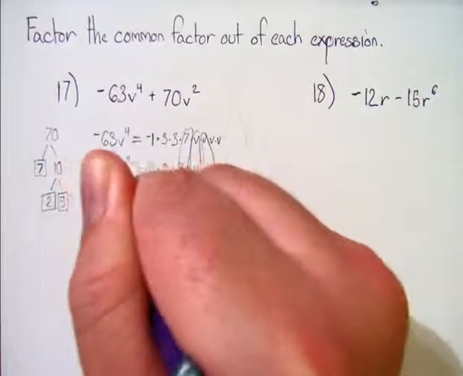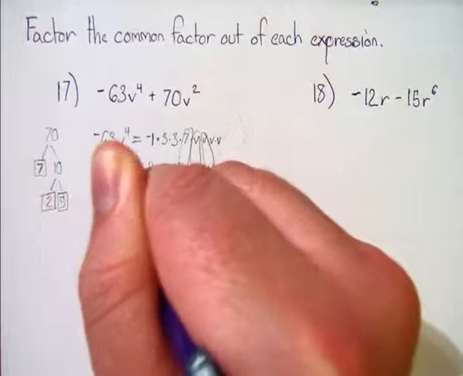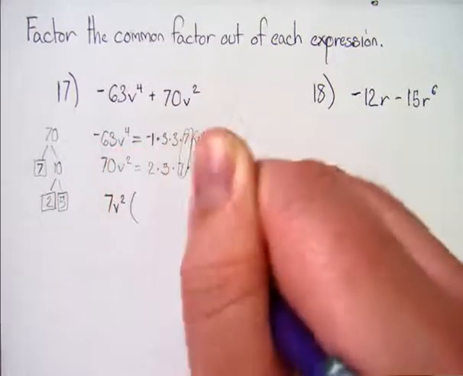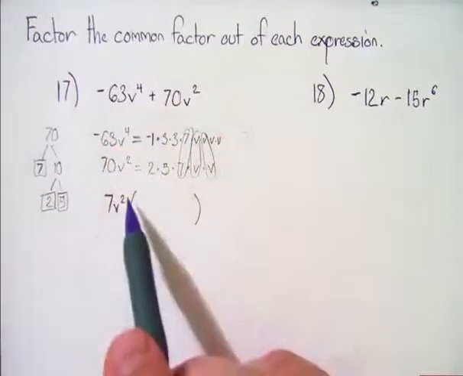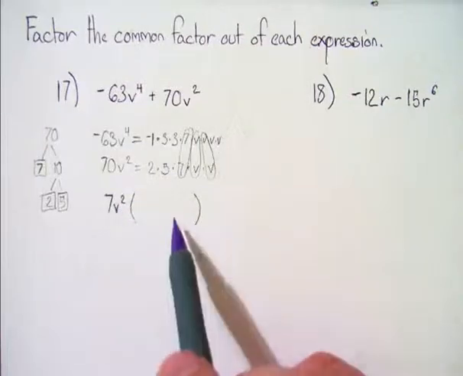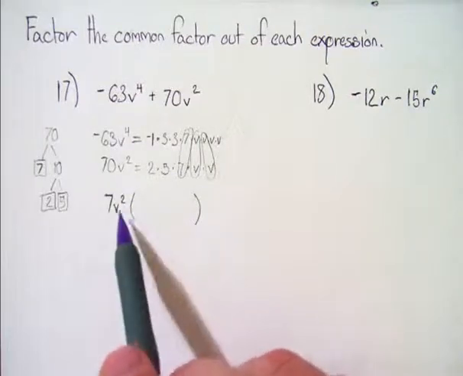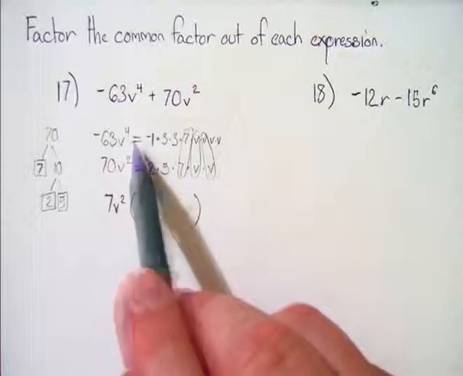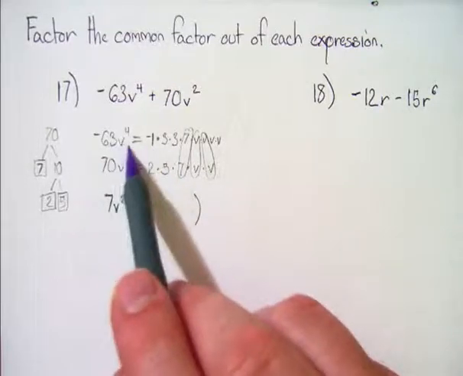Well, 7 times v times v is 7v squared. And I'm going to put that on the outside of a set of parentheses so that it's distributed throughout whatever I put in here. And what I'm going to put in here is what's left over from each one of my terms.